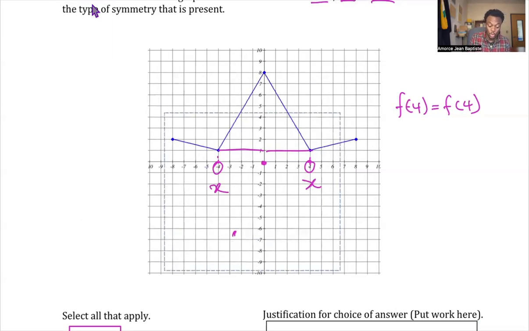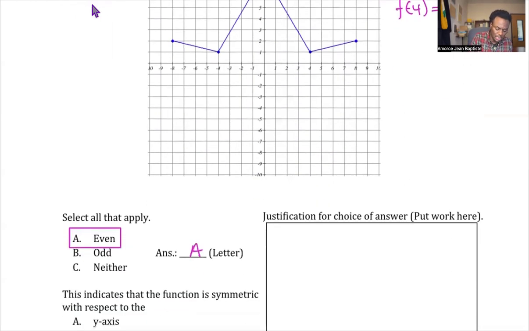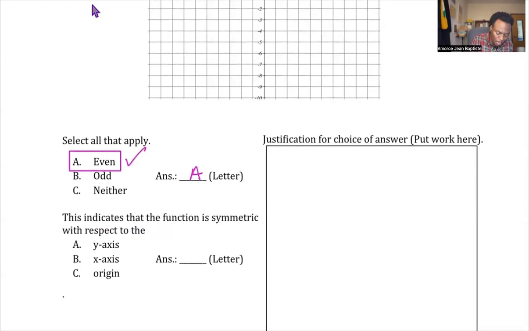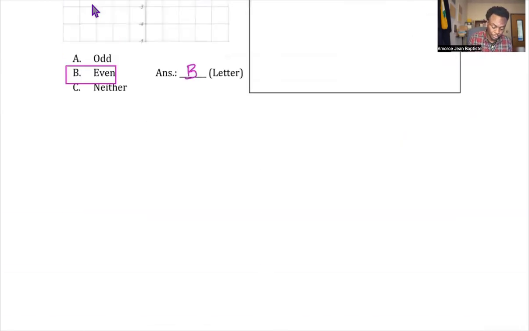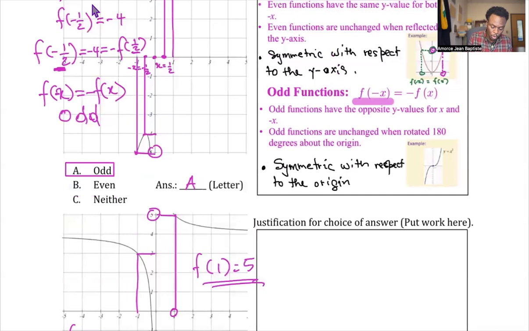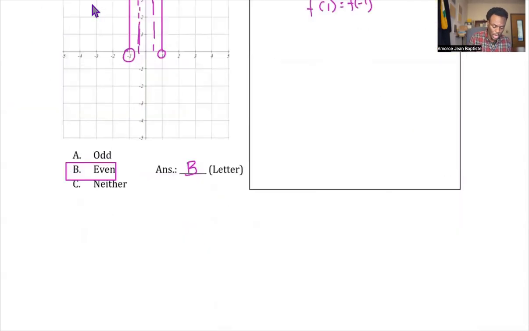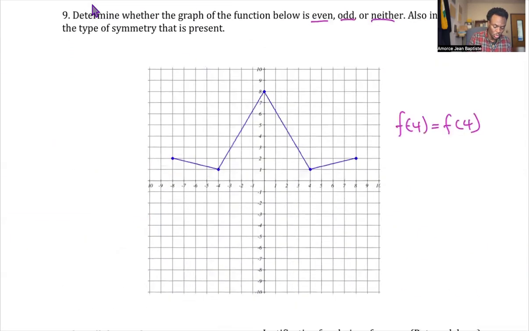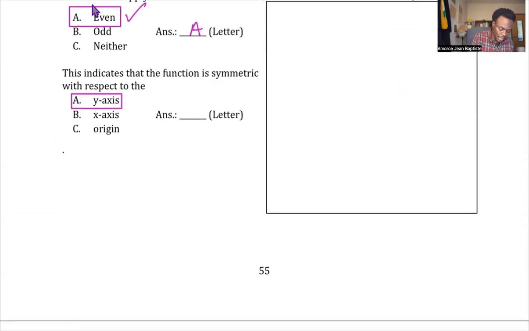And remember too, we didn't even have to do that, because if the function is even, then you automatically know that you have a symmetry with respect to the y. Even functions have a symmetry with respect to the y, and odd functions have a symmetry with respect to the origin. So then, yes, we have a symmetry with respect to the origin here. So that's A.